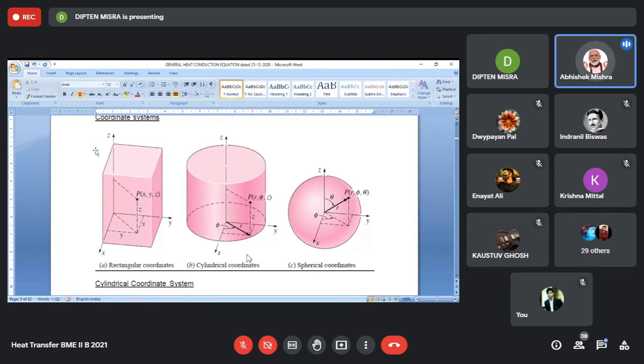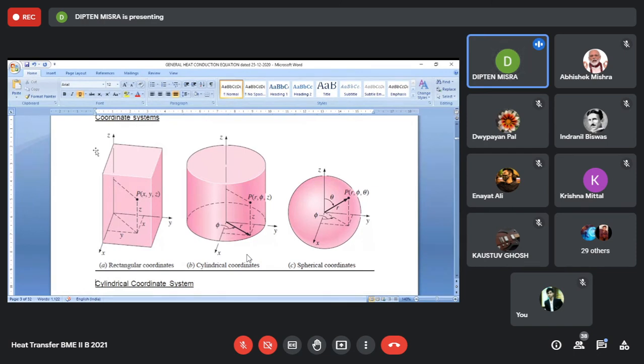Sir, how can we say that there will be no thermal diffusion during steady state? No, I did not say there will be no thermal distribution. First of all, what I am talking about is temperature distribution. By distribution, I mean that something is changing with coordinate system.